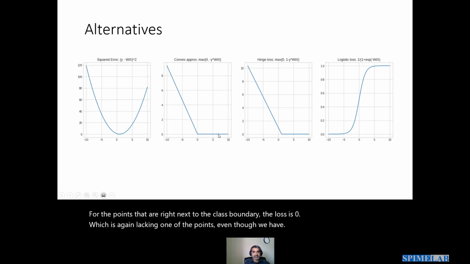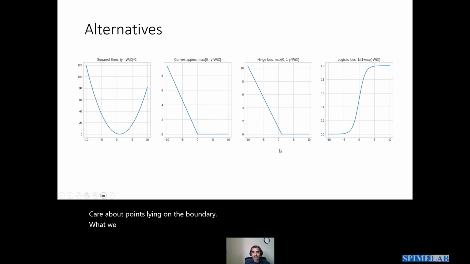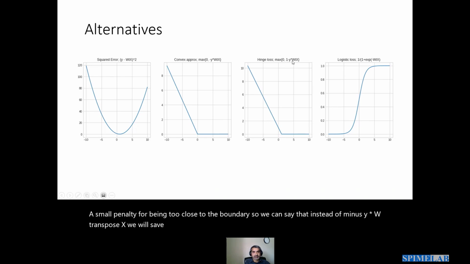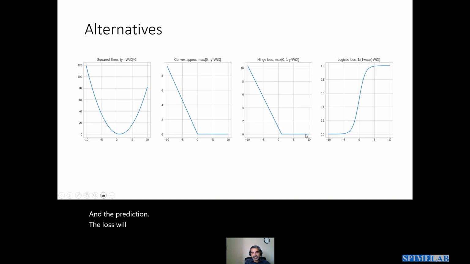Even though we have a kind of convex function in terms of this degenerate loss function, it doesn't care about points lying on the boundary. What we really want is to create a small penalty for being too close to the boundary. So instead of minus y multiplied by w transpose x, we will say 1 minus y multiplied by w transpose x will give us this function. So the original value and the prediction, the loss looks like a hinge. That's why we call it the hinge loss function.